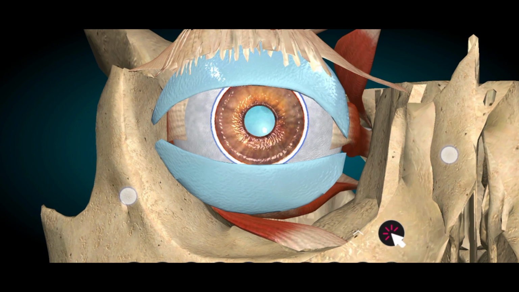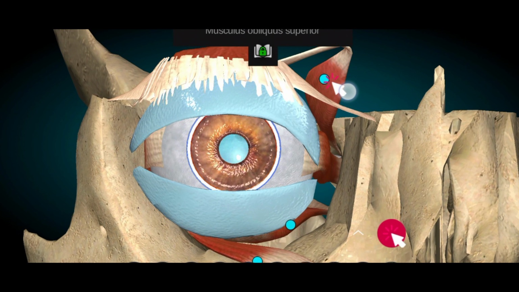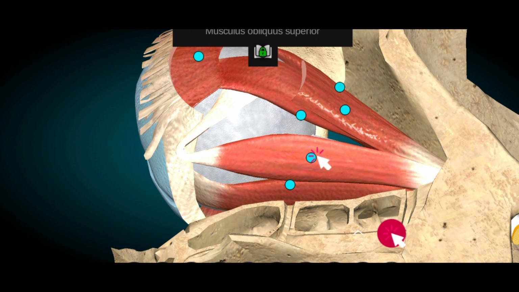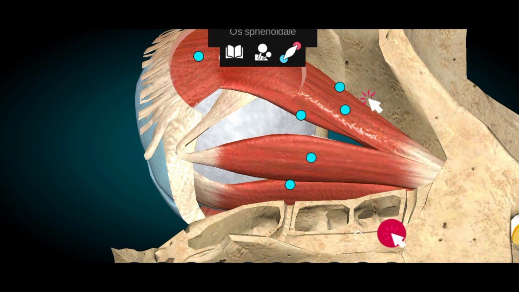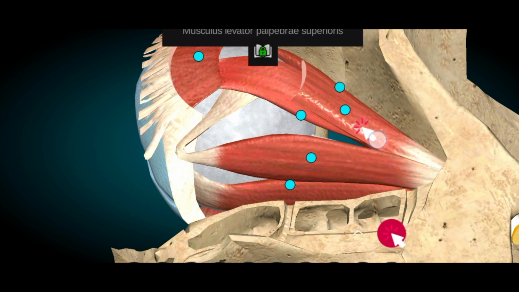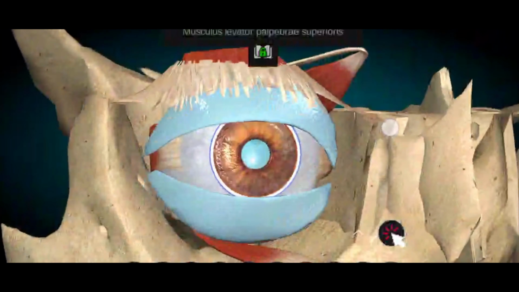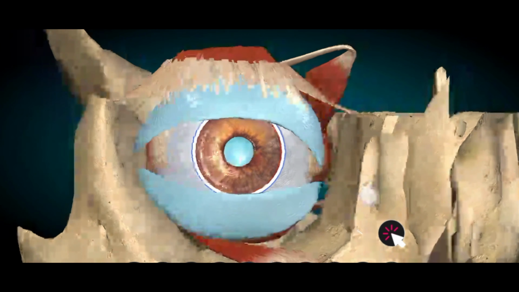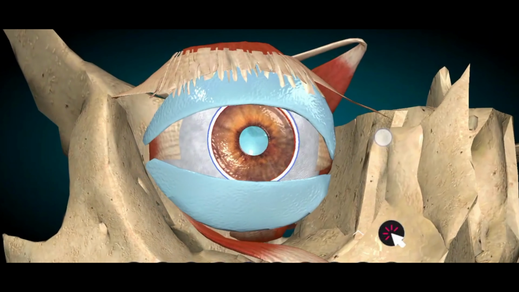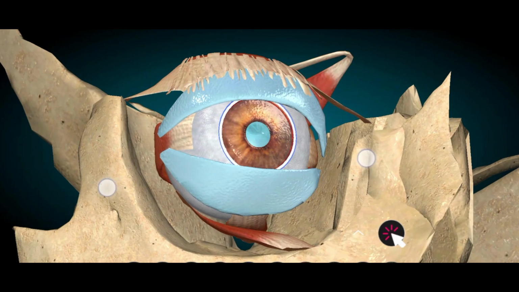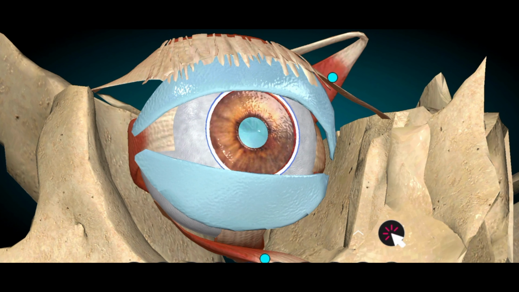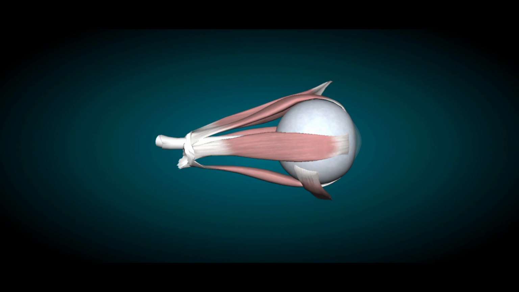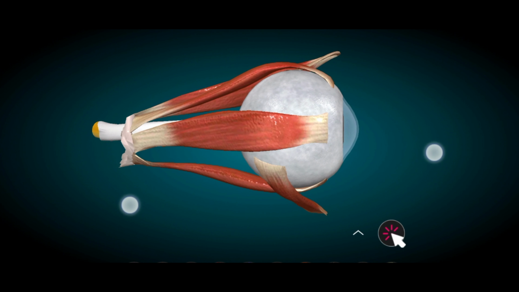Now here you can see the ocular muscles. You can see them clearly. Now we'll separate the ocular muscles and describe them. There are a total of 7 muscles: 4 are rectus, 2 are oblique, and 1 is the retractor muscle.